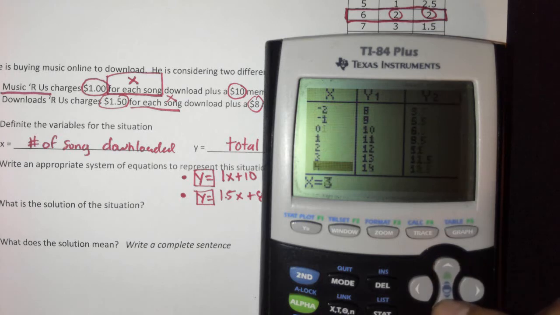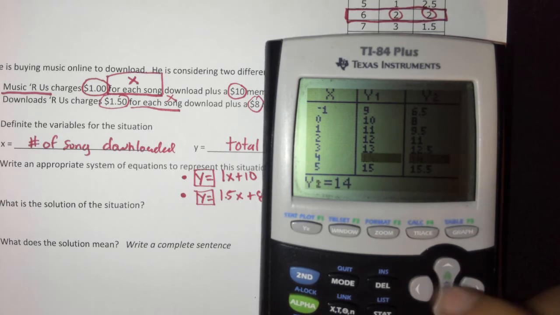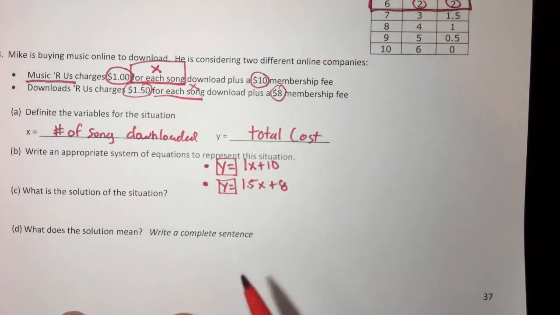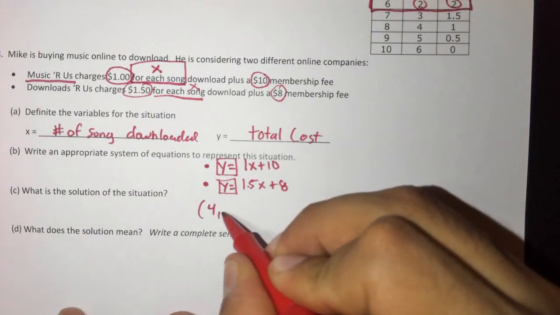What would be the negatives? Oh, there it is, I missed it. So here they match, y1, y2, 14 and 14, which means that my point is (4, 14). So my solution for the situation would be (4, 14).